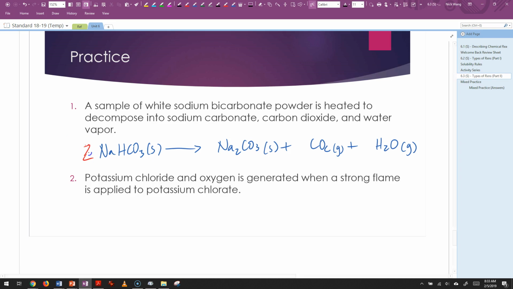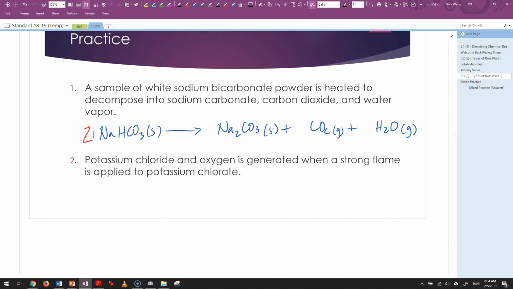All right, let's take a look at the last example. Potassium chloride and oxygen is generated when a strong flame is applied to potassium chlorate. All right, so let's see. In this case, I've got potassium chlorate. Well, it looks like potassium chlorate is actually our reactant, right? So it's not always presented in the order that you see here. And it says that the two products, potassium chloride, that's going to be KCl, and oxygen, are produced.